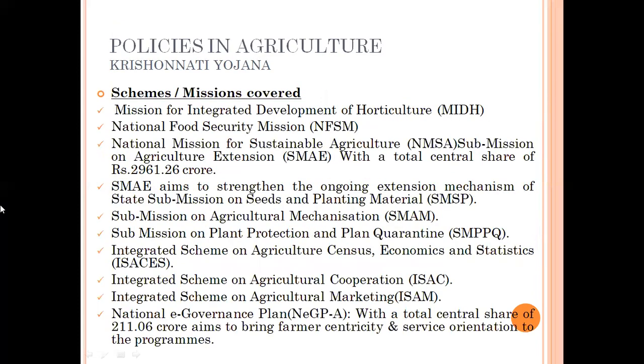And let's see which are the schemes that are merged under this Krishonnati Yojana. Integrated Development of Horticulture scheme, National Food Security Mission, National Mission for Sustainable Agriculture, Sub-Mission on Agriculture Mechanization, Plant Protection and Plant Quarantine, an integrated scheme on agriculture cooperation, agriculture marketing, and national e-governance plan. So all these are the 11 schemes which are being merged under one umbrella, Krishonnati Yojana.